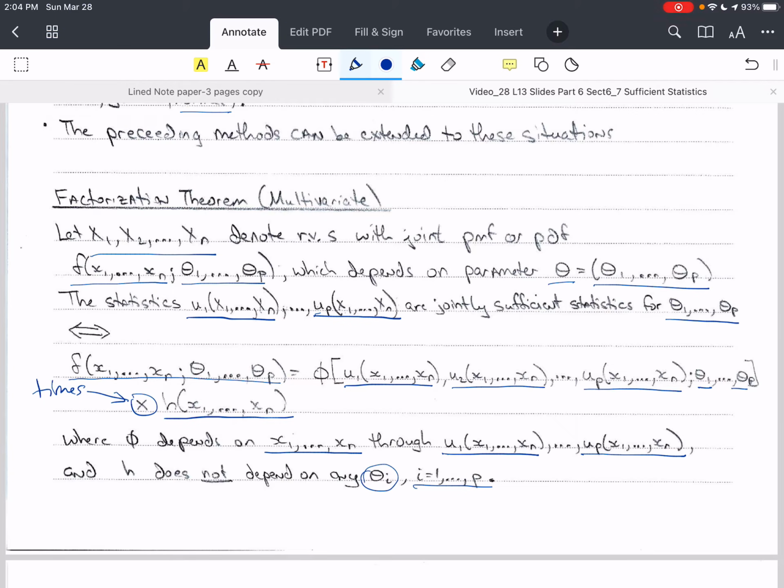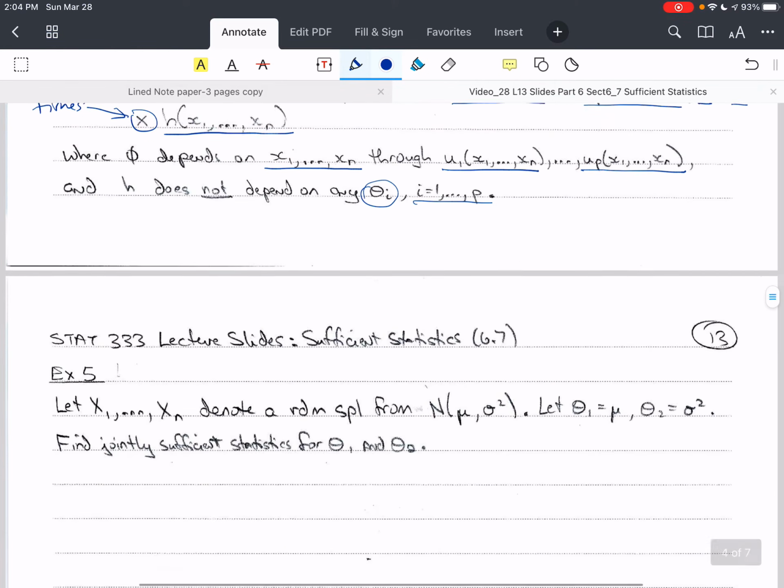Now, what I believe really happened is that the factorization theorem was made for all parameters, and the special case is one parameter, but don't quote me on that.